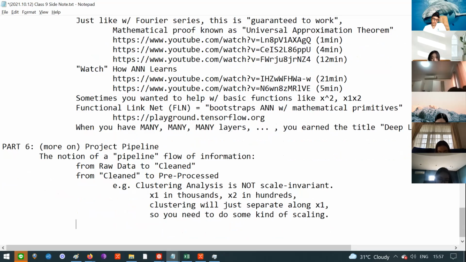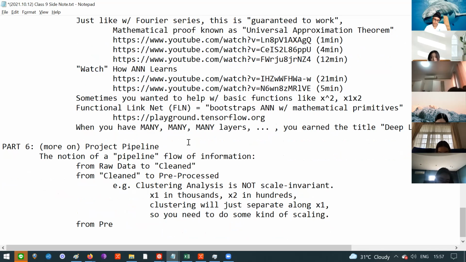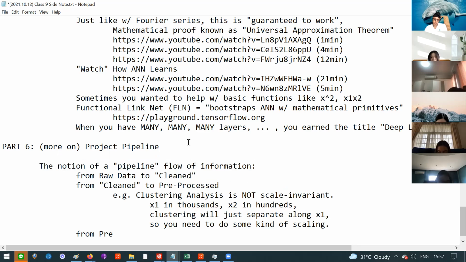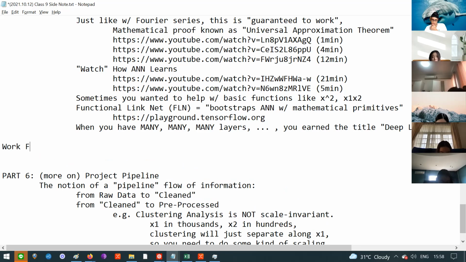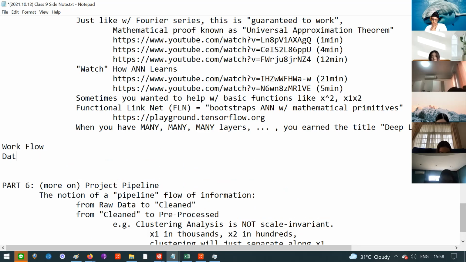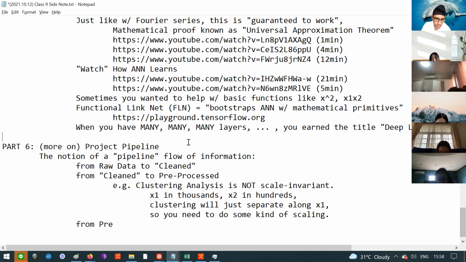Now, from pre-process, this is sort of like, this is not your workflow. Your workflow would start, let's say I have a workflow, right? You get data, you get some kind of visualization, and some hypothesis, and all that, right? So this is not, this is about, at the end of the day, your package would, this is how the program flows, let's put it this way, okay?